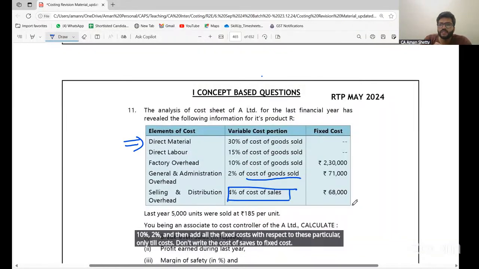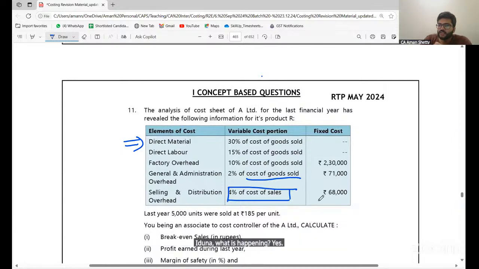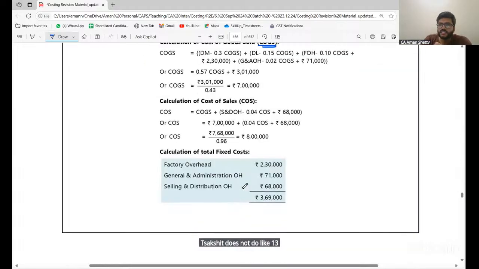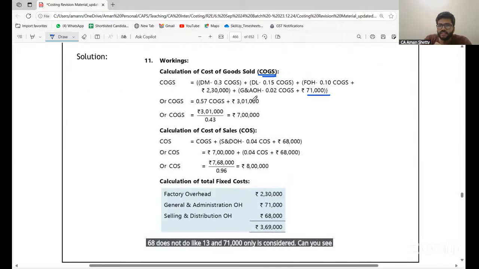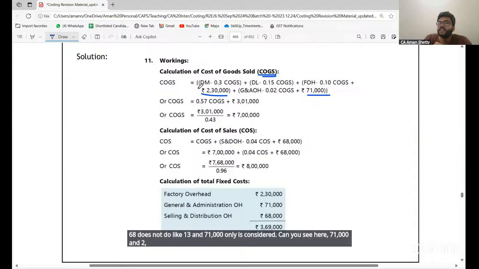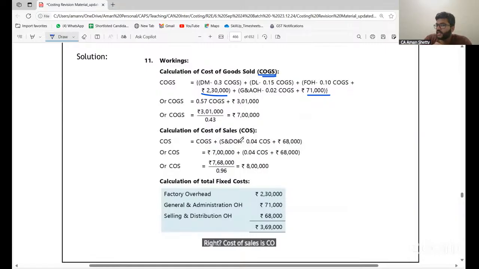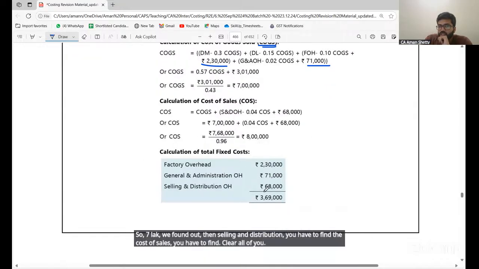The 68,000 you don't consider, all of you. Not 68,000; 2 lakh 30 and 71,000 only are considered. Can you see here? 71,000 and 2 lakh 30 are considered. So now you equate it and find out what COGS is. COGS is 7 lakh, right? Cost of sales is COGS plus the selling and distribution cost. So 7 lakh we found out, then selling and distribution you have to find. Cost of sales you have to find out. Clear, all of you?